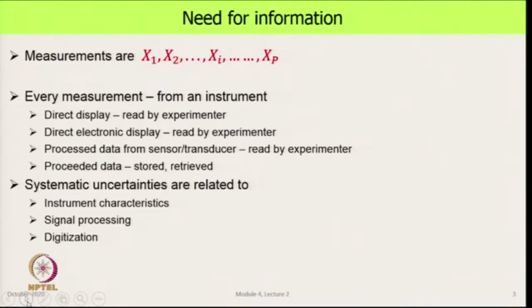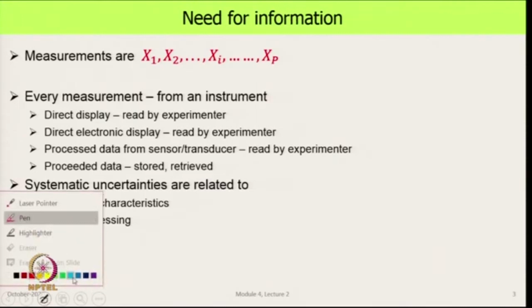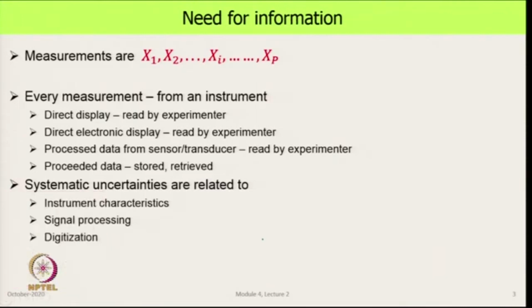In our notation, we have said that the measurements that we make in an experiment are denoted by x subscript i, and depending on the number of measurements that are there, this could be x1, x2 and like that. Each one of these is one physical parameter that is being measured. A little later in the lecture, we will see how many different types of parameters are there that are typically measured.